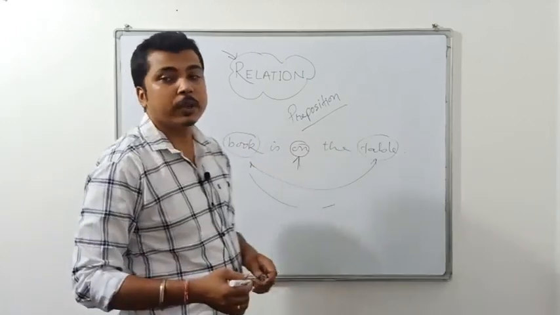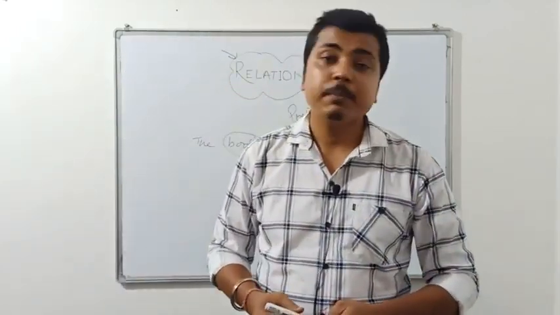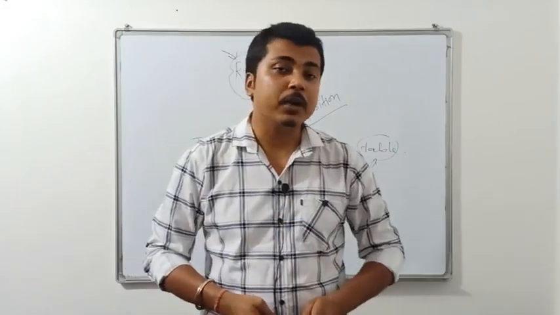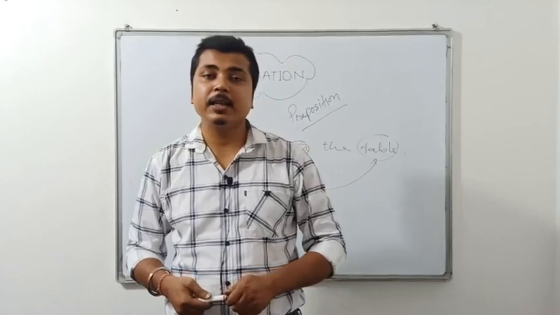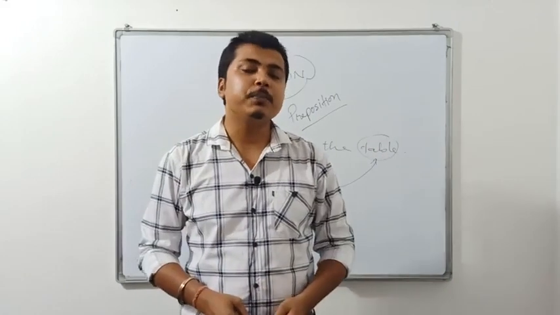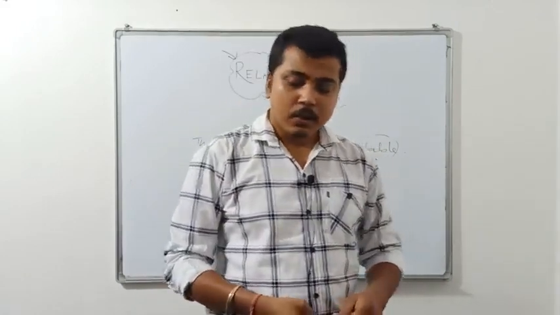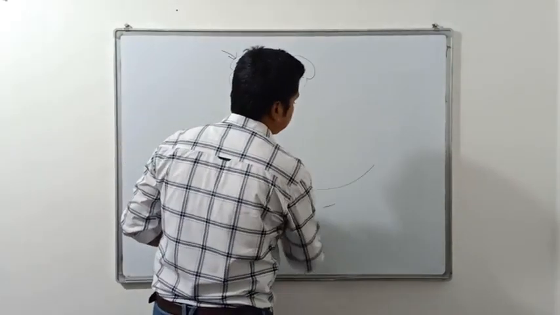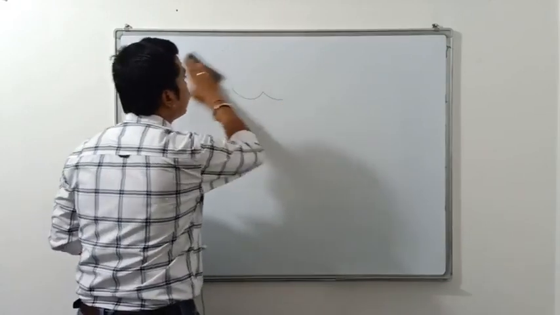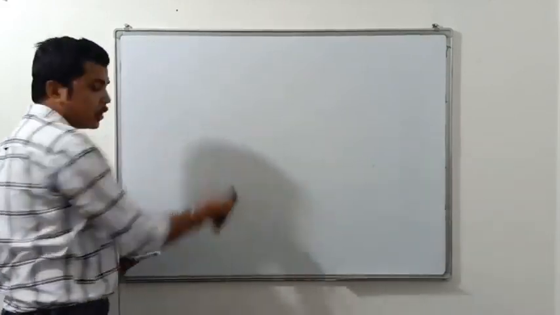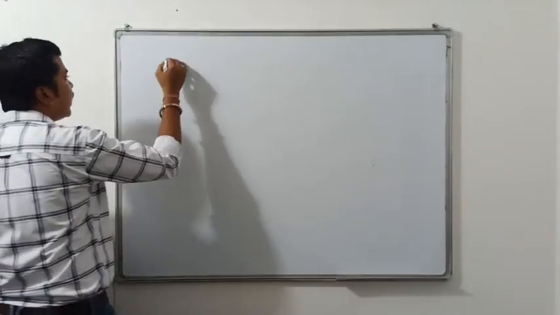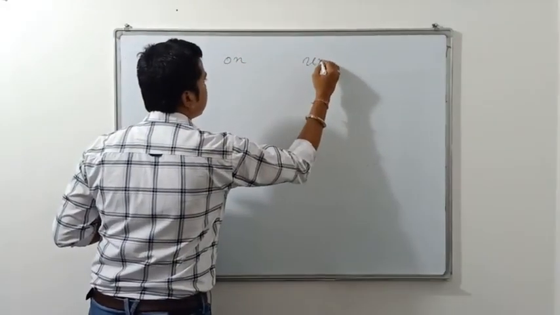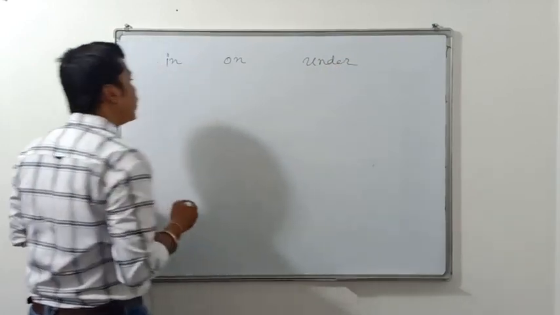So dear students, by this example we understood that preposition is a word placed before a noun or a pronoun to show its relation with some other noun or pronoun in a sentence. Now let us understand some prepositional words. What are the prepositional words? Now if I tell in, on, under, what do you mean by this?